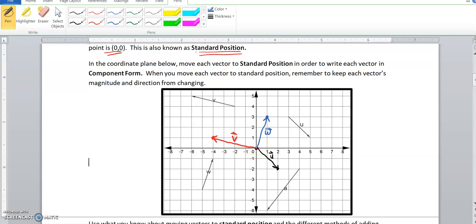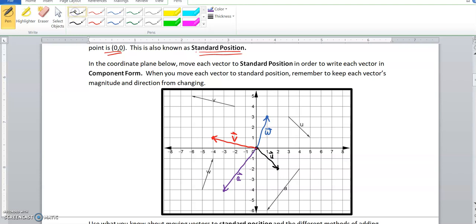And let's go with that purple. 1, 2, 3, 4, down 4 over 3. And that is vector A. Now, the first thing is to move each vector to standard position. The next thing, we want to write these, so I'll write them in their respective corners on the margin here. We'll write these in standard position.